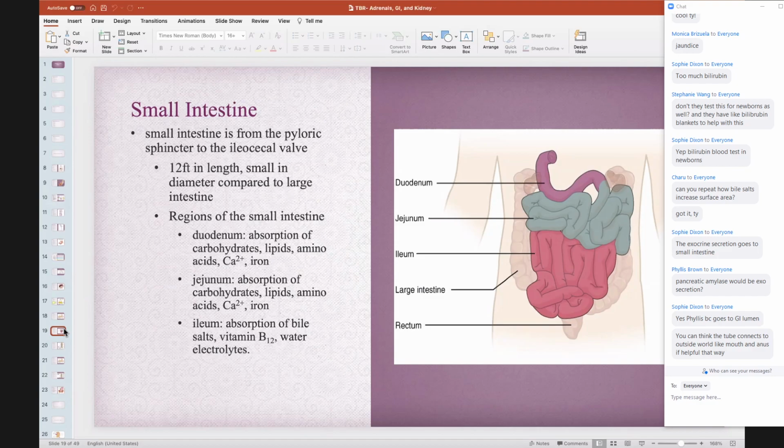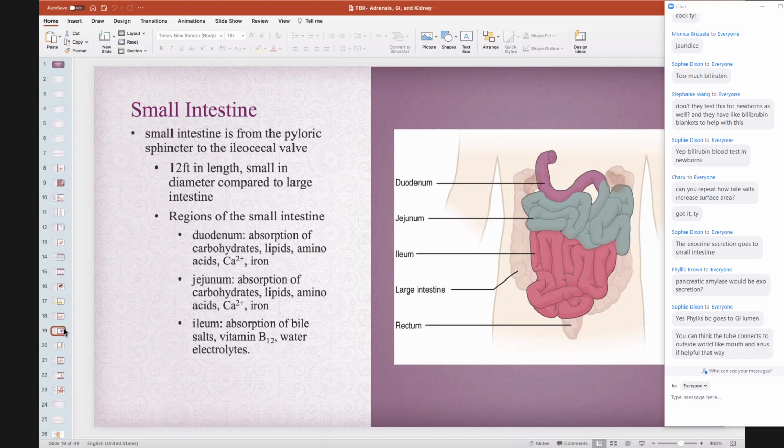Now that we're digesting a lot of different types of compounds, we're able to actually absorb them now that they're small enough. So we'll start to absorb carbohydrates from the starches, the lipids that were broken down by the lipases and the bile salts. You can absorb amino acids and different ions.